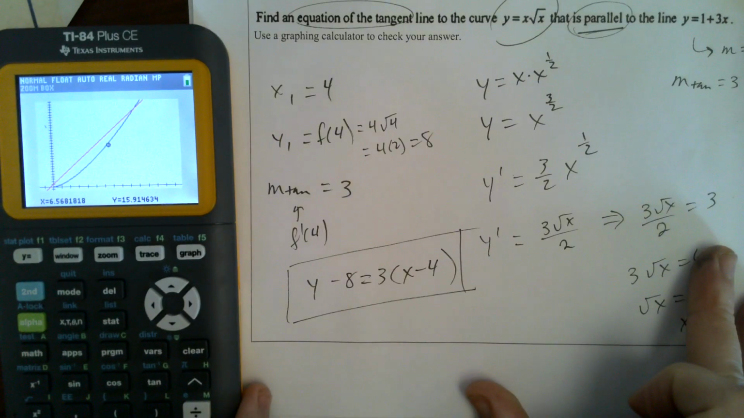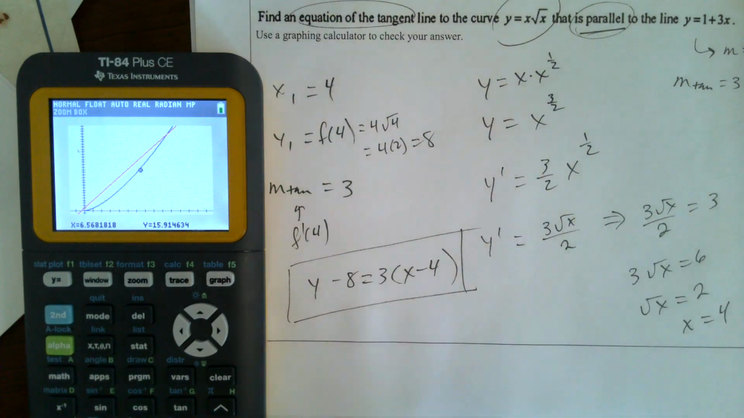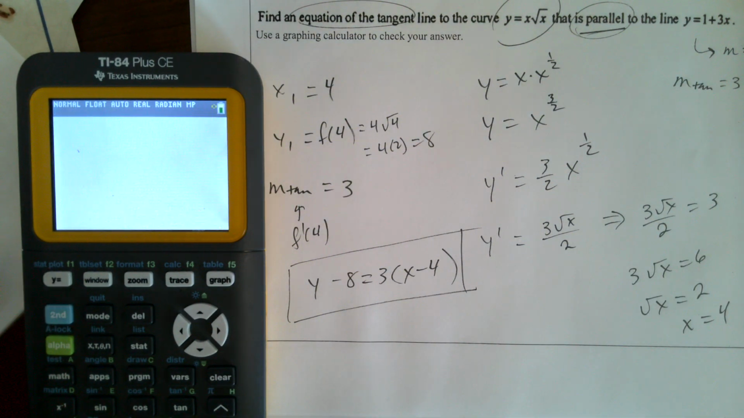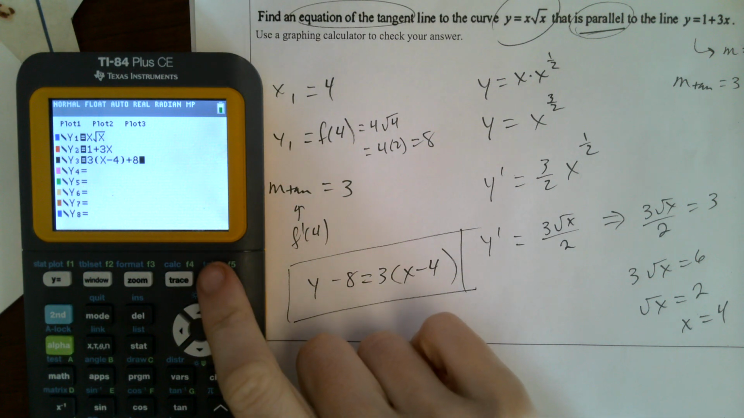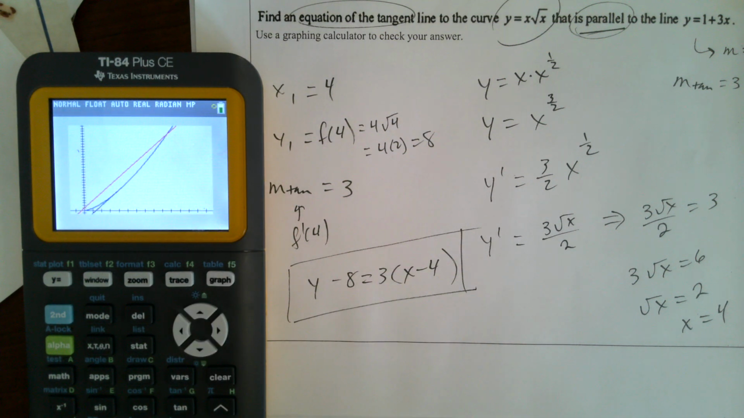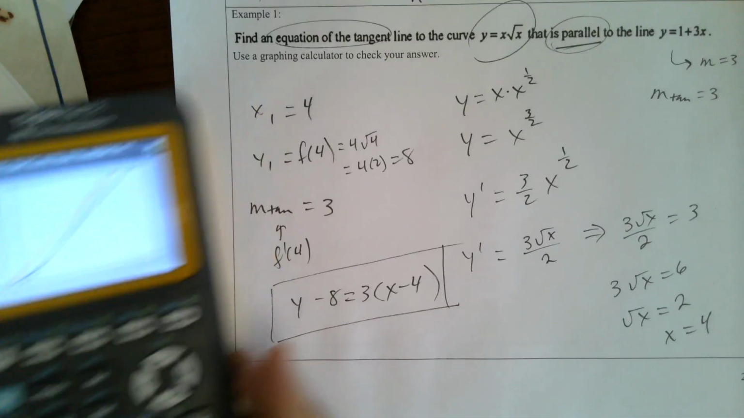All right, so let's check this and see if it looks right. Go to y equals, and I'm going to have 3 times x minus 4 and then add 8 at the end. Oh, perfect. That looks perfect. Okay, so there's that.